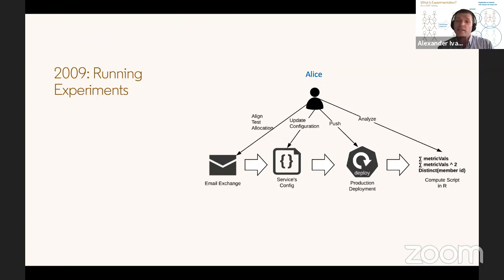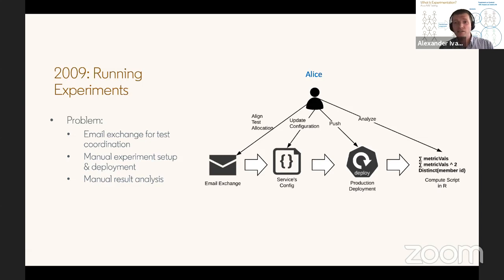Let's go back far in time. In 2009, LinkedIn was a pretty small company, and a lot of things were being done ad hoc. So let's imagine an experimentation user, Alice, who wants to run an experiment, and she would have to do a lot of things manually. She would have to run an email exchange to coordinate experiment launch with other test owners. She would have to modify service configs to put experiment definition manually and push them to production. And then she would have to run an R script computing A/B results manually, and then show the results to everyone else.